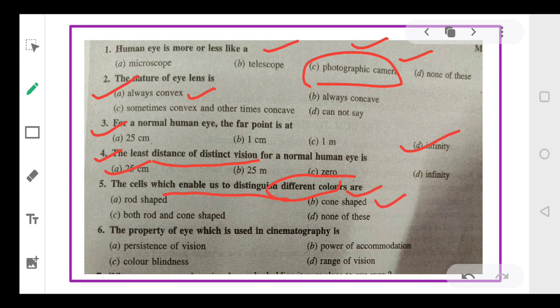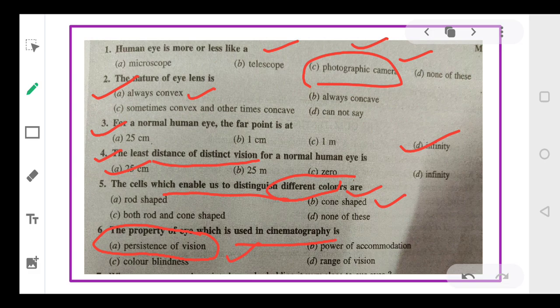The property of the eye which is used in cinematography. Which property of the eye is used in cinematography? Have you seen movies? So which property is used? That is called persistence of vision.